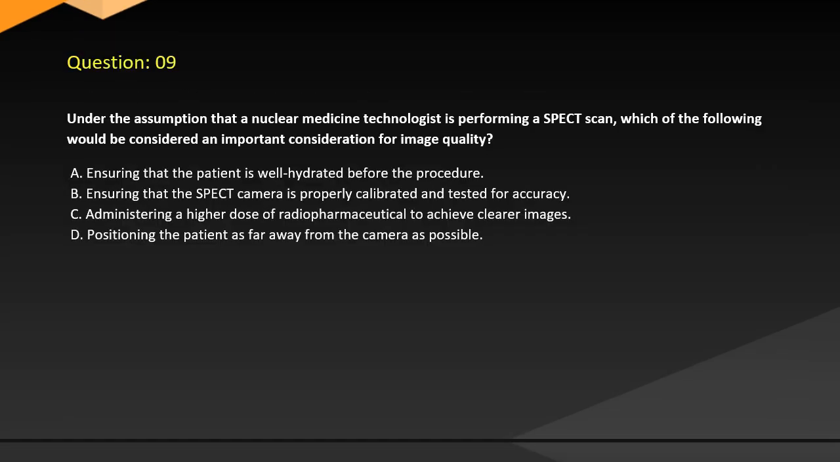Question 9. Under the assumption that a nuclear medicine technologist is performing a SPECT scan, which of the following would be considered an important consideration for image quality? A. Ensuring that the patient is well hydrated before the procedure. B. Ensuring that the SPECT camera is properly calibrated and tested for accuracy. C. Administering a higher dose of radiopharmaceutical to achieve clearer images. D. Positioning the patient as far away from the camera as possible.